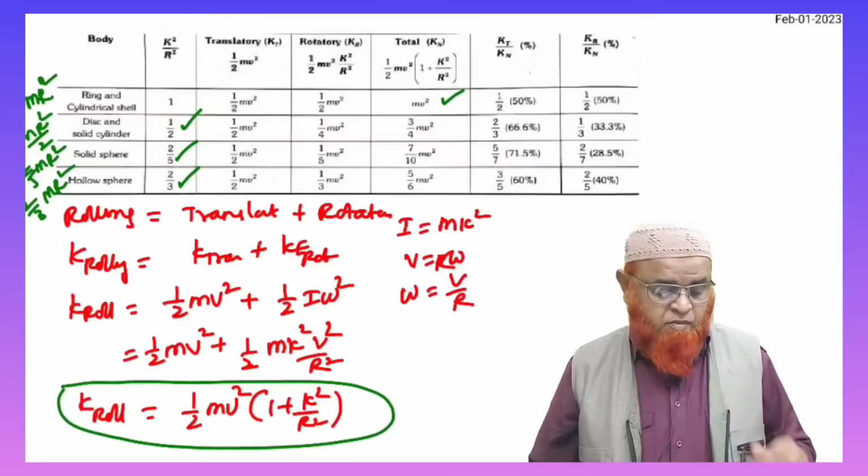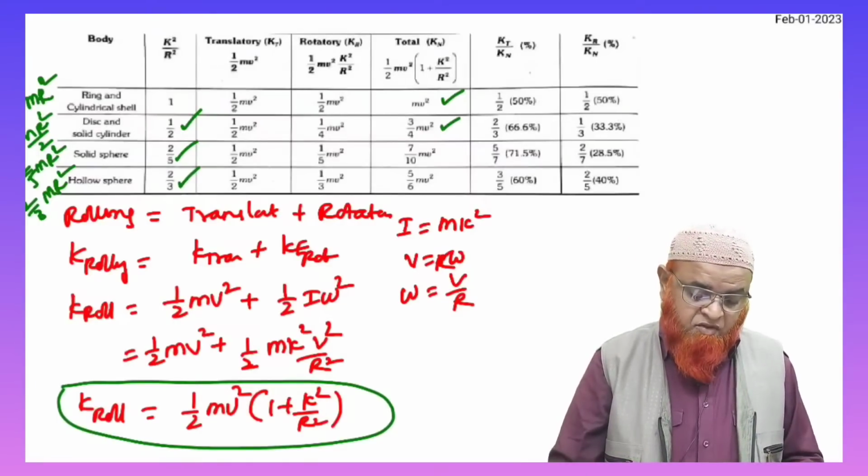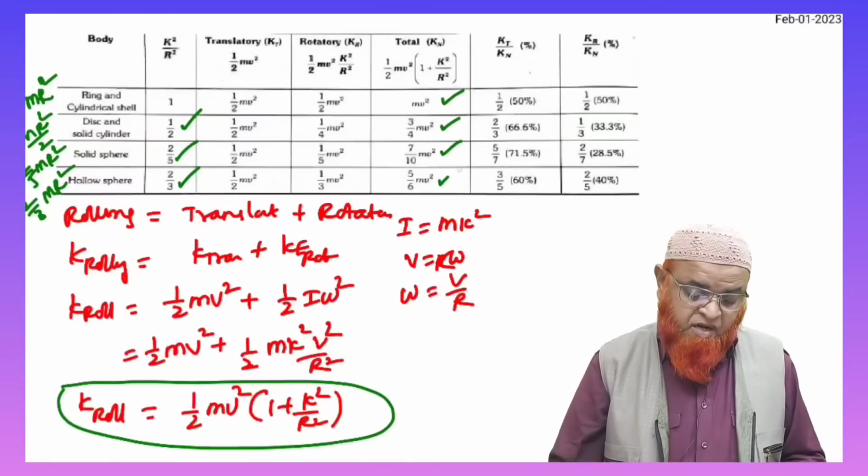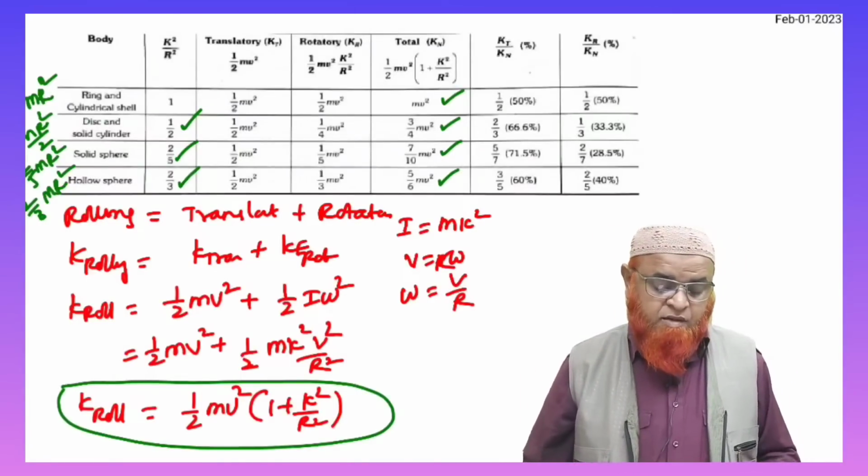If you substitute the value of k square by r square as 1 by 2, you get the total kinetic energy, that is the net kinetic energy of a rolling body, as 3 by 4 mr square, 7 by 10 mr square, and 5 by 6 mr square.